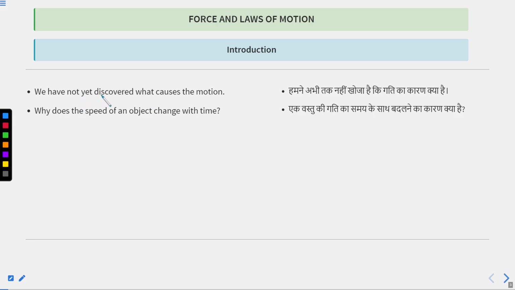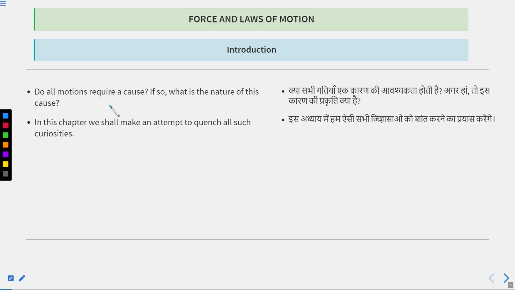We have not yet discovered the cause of motion. In the previous chapter, we just talked about motion. We haven't discussed what is actually causing an object to move from one place to another. Why is the speed changing with time? How can a body accelerate? We haven't discussed these causes of motion. We just learned about the phenomena around motion.